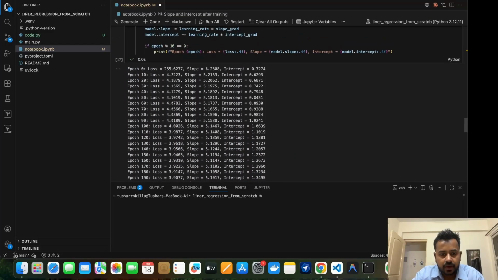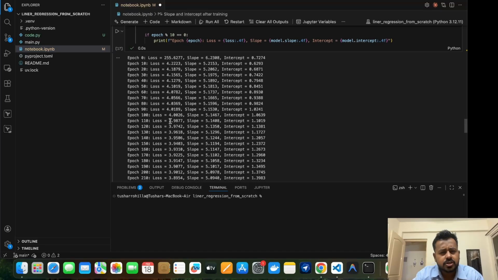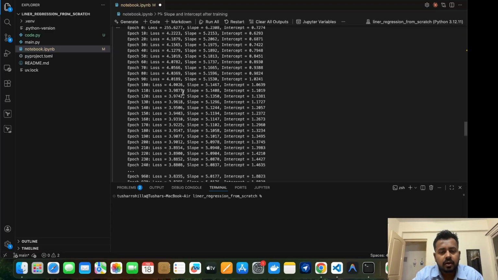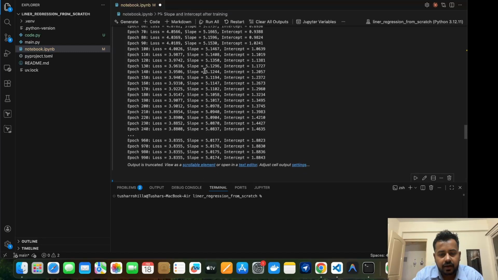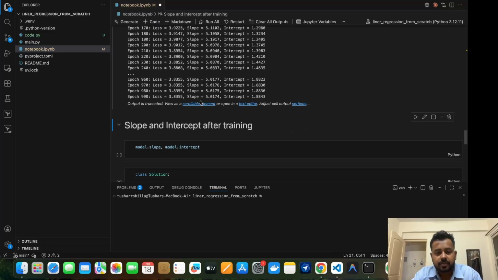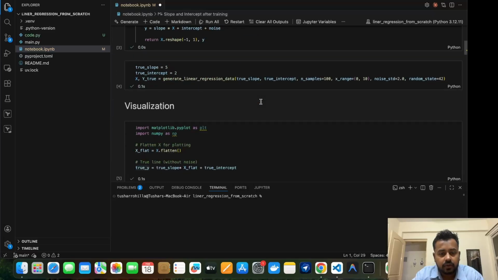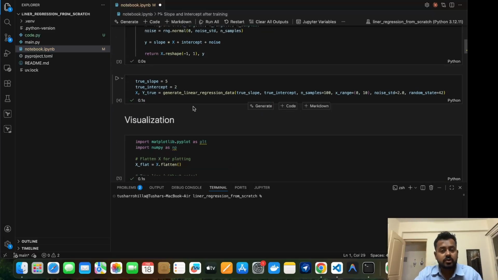All right, so it's pretty fast. You see, initially the loss was 255 and then it was 4.2, 4.1, 4.15, 4.12. It is constantly reducing, right? And you see, initially the slope was 6, then it comes to 5, 5, 5, and it comes up, right? So slope and intercept eventually reach 5 and 1.8. And what was the true value? True value was 5 and 2. We are pretty close, right?